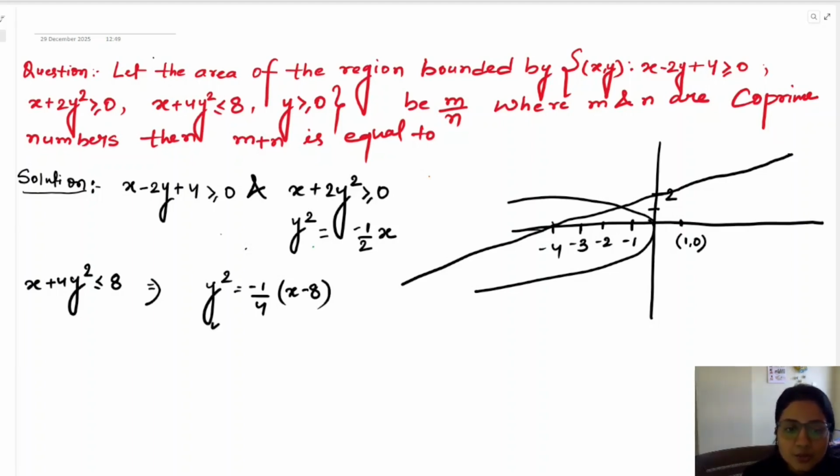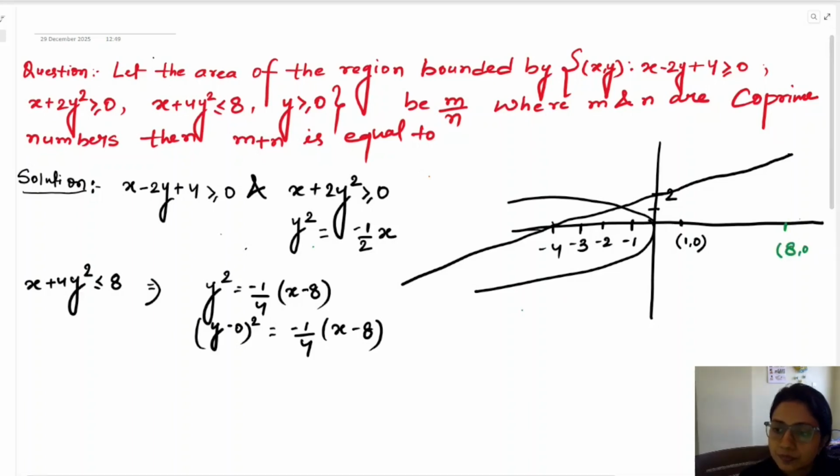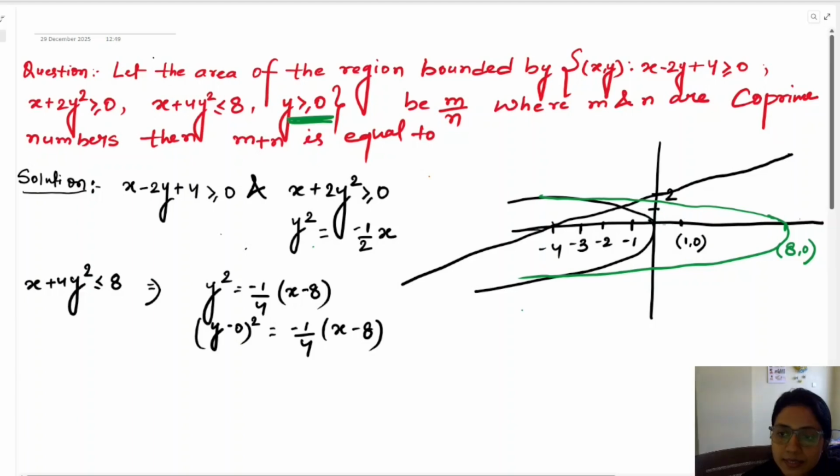Here y square can be written as y minus 0 whole square is equal to minus 1 by 4 times x minus 8. This is again a parabola whose vertex is at a point h comma k, where h is 8 and k is 0, and this parabola will also open towards the negative direction of the x-axis. So the vertex of this parabola is here. We can clearly see this entire region is the shaded region.